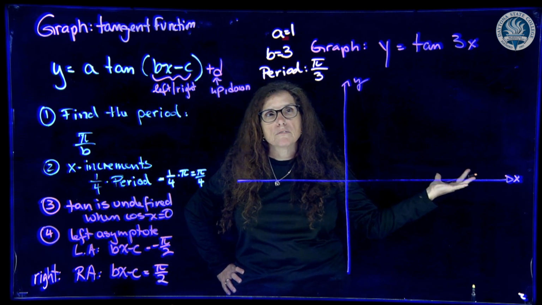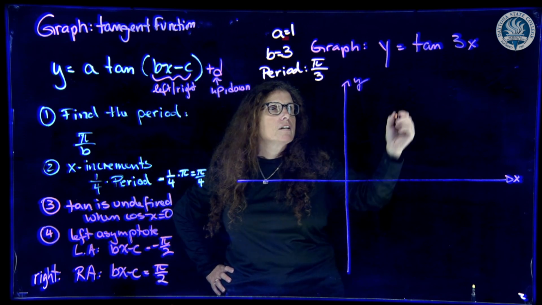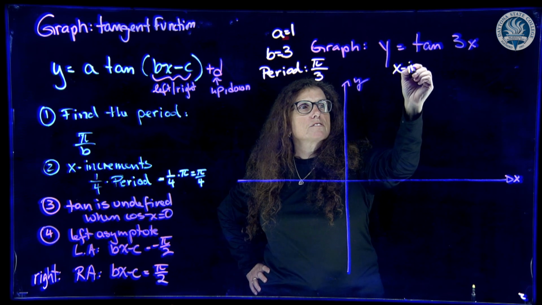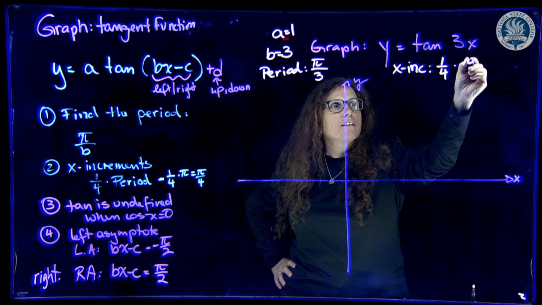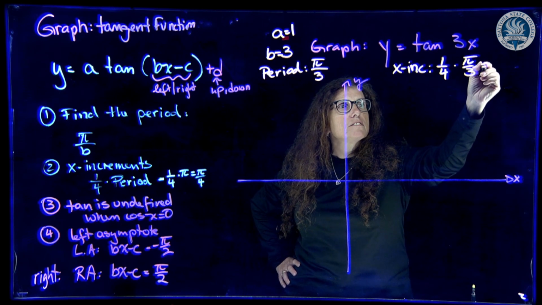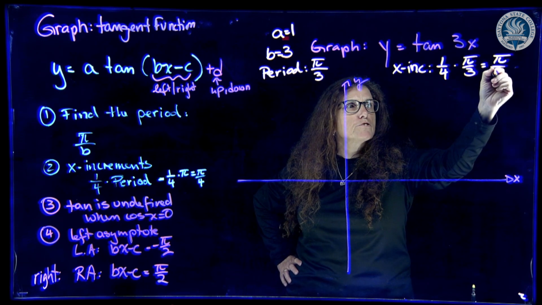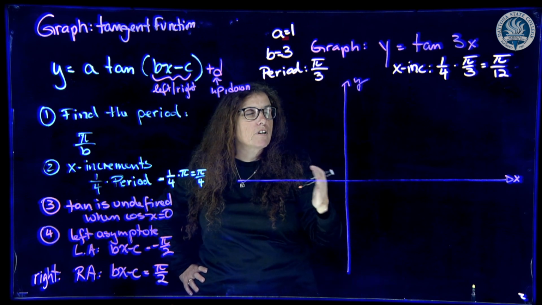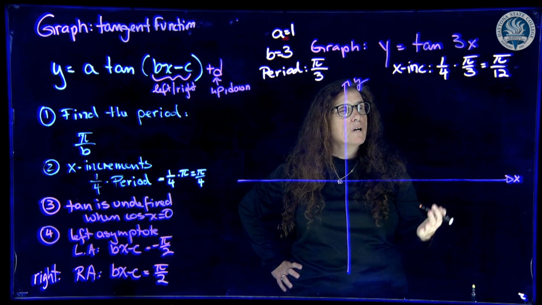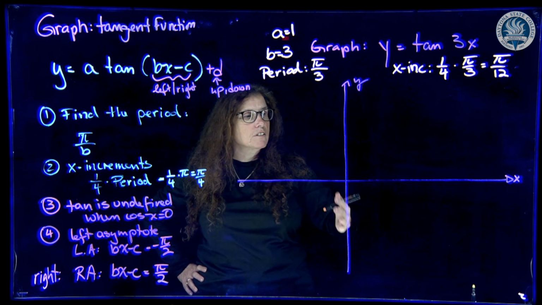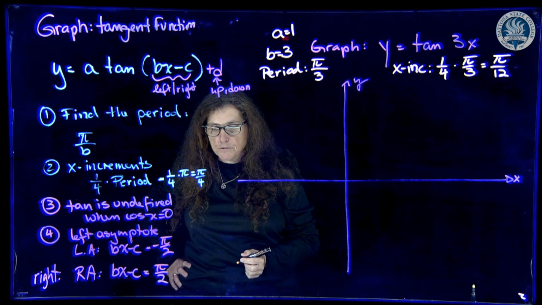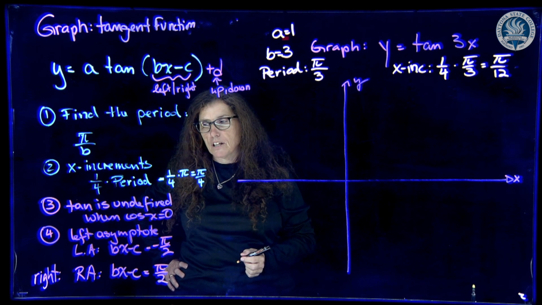so pi over 3. Here we go. We're done with the period. The x increments: 1/4 times pi over 3 is equal to pi over 12. So whatever we do when we find our key points, we're adding pi over 12 to our starting point and then continue to do this with all the other x values.